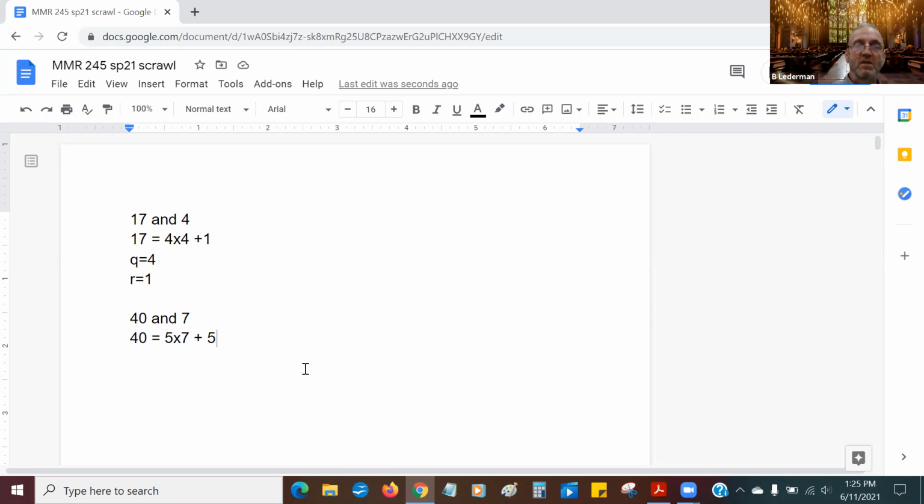It's causing me sadness. I'm going to make it 41. I want every number to be a different thing, so there's less confusion. All right, so in this example, A equaled 41, and B was equal to 7, and Q was equal to 5, and R was equal to 6.